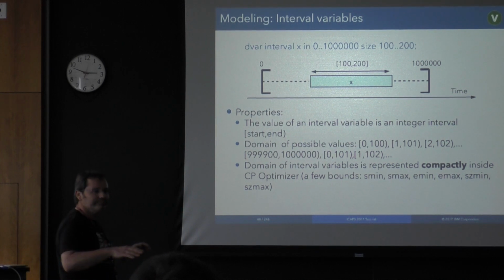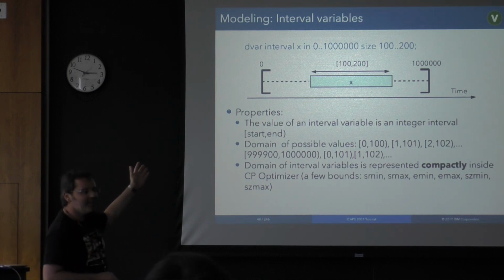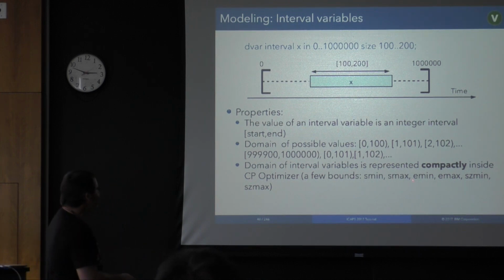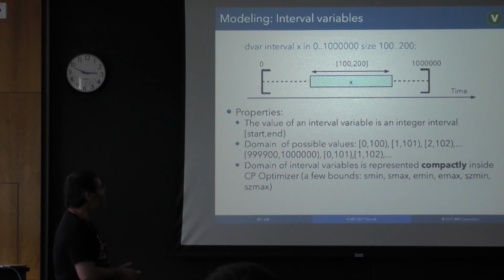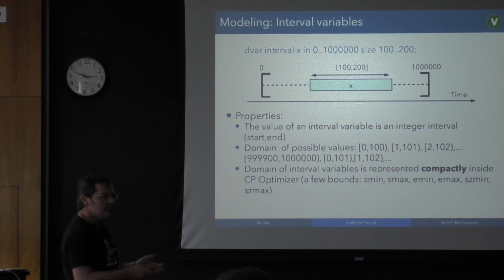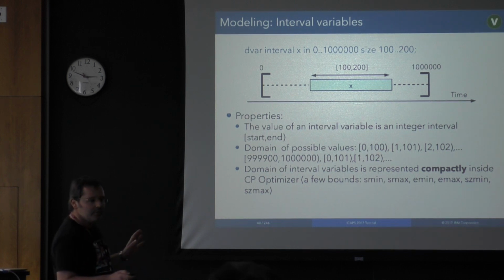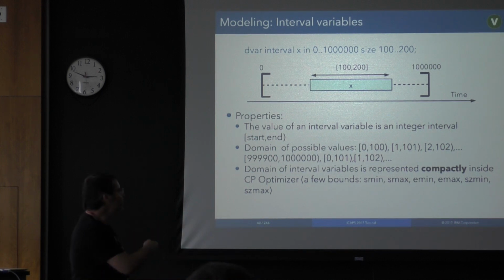Do not worry too much about the search, but what I want to say is that in the model you can easily have an interval variable with a domain ranging from 0 to 1 million, not a problem. It will not take more space, or even impact the search very much more, than if the variable were between 0 and 1000.